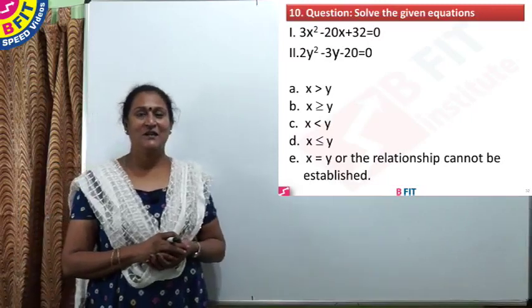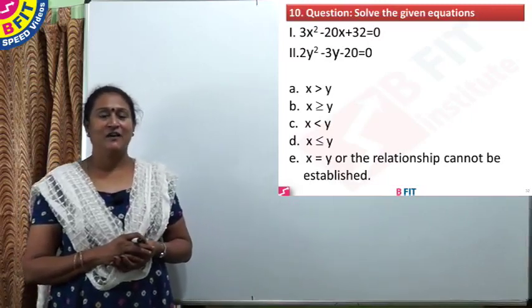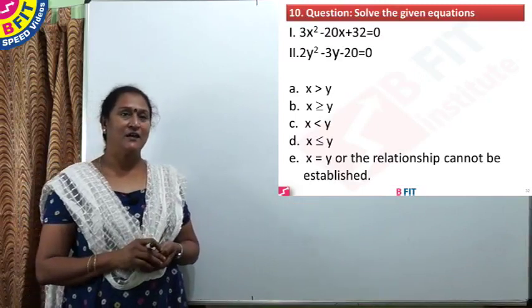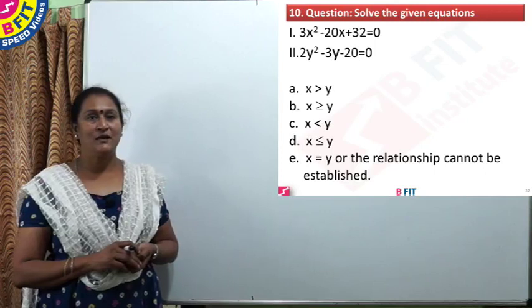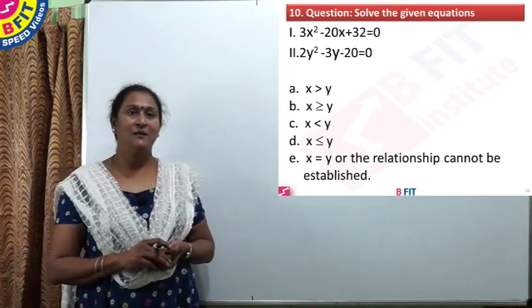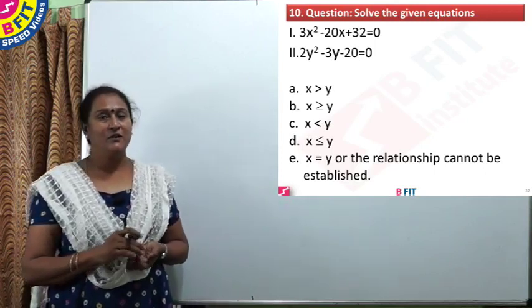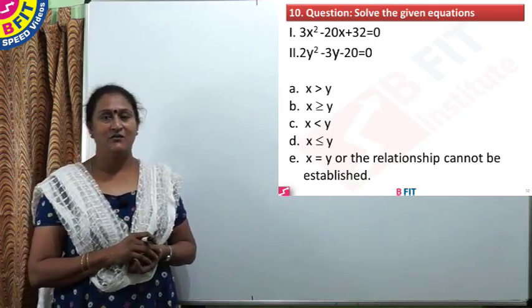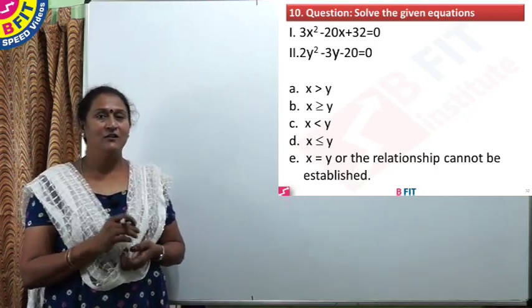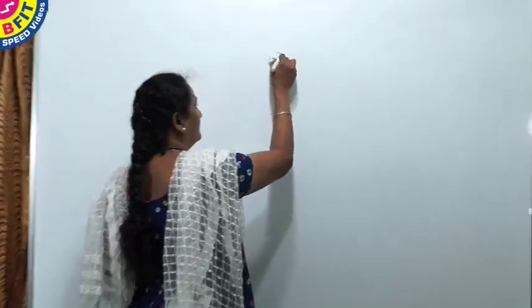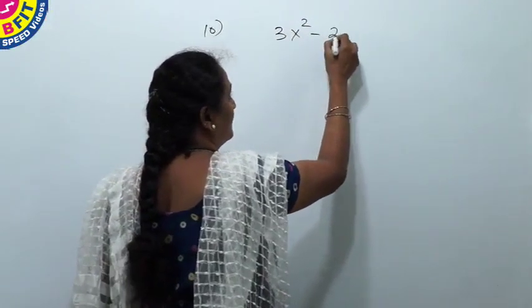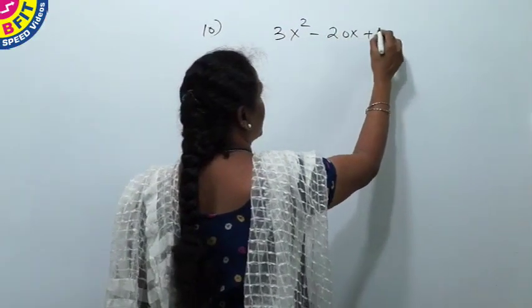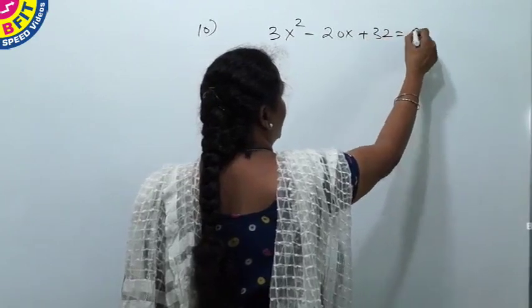So we'll see the next question, question number 10. So we have the equations 3x square minus 20x plus 32 equal to 0 and 2y square minus 3y minus 20 equal to 0. So we'll solve these equations and get values of x and y. So we'll solve the first equation. The equation given is 3x square minus 20x plus 32 equal to 0.